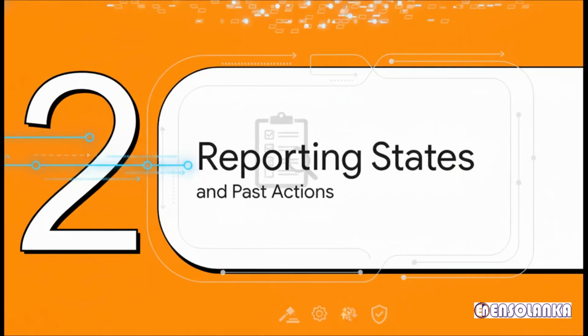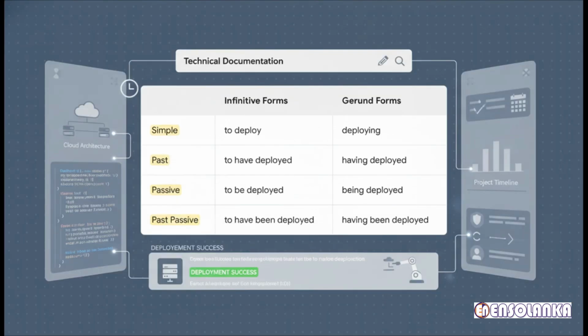Okay, moving on to our second toolkit. This part is all about being super accurate when you report what happened. Think incident reports, formal docs, any place where the sequence of events and who did what is absolutely critical. So this table here, it's all about adding layers of time and perspective. The past and passive forms are so important for showing when something happened. So "to deploy" is now, but "to have deployed," that tells us it already happened. It's a game changer for clear timelines.